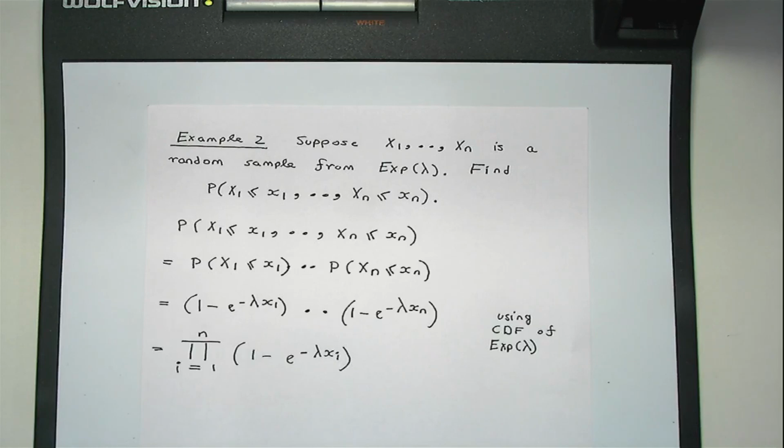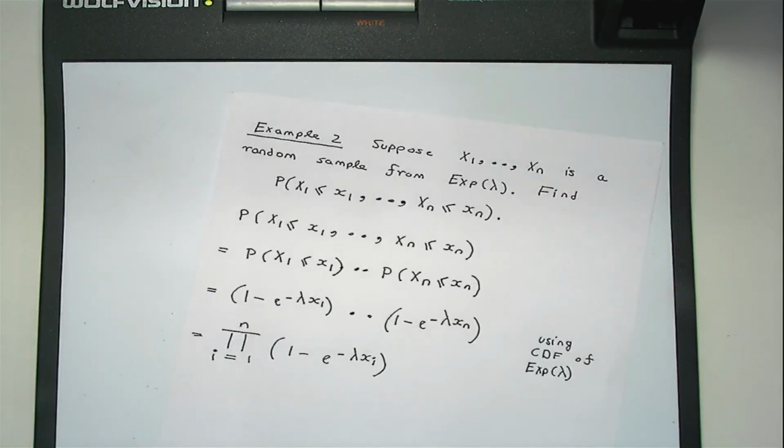This also completes the video on independence of events and random variables. In the next video I shall talk about sample mean and sample variance.